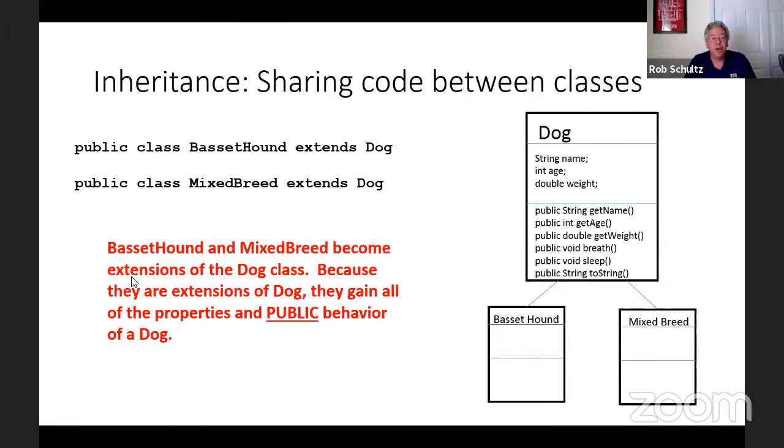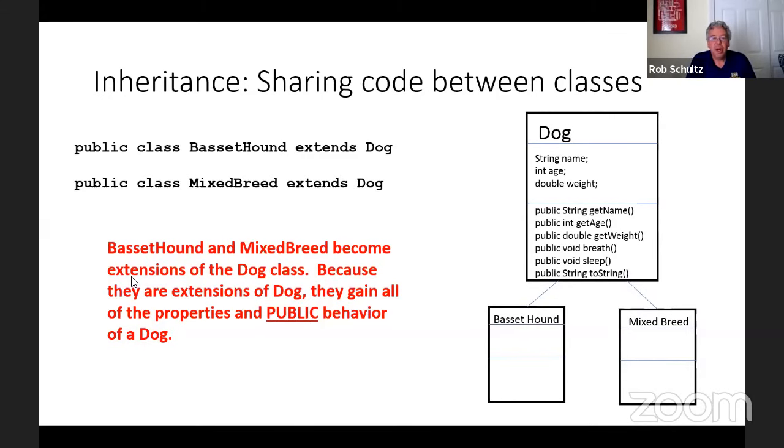The main idea at this point is that the BassetHound and the MixedBreed classes become extensions of the Dog class. And because they're extensions of the Dog class, they gain all of the properties. And I wanted to specify this part. They gain the public behavior of a dog. So any method that's public automatically gets inherited by our BassetHound and our MixedBreed classes. If I were to put a method in there that was private, then the same rules apply as always with private methods. They're only available to other objects within the Dog class, okay?